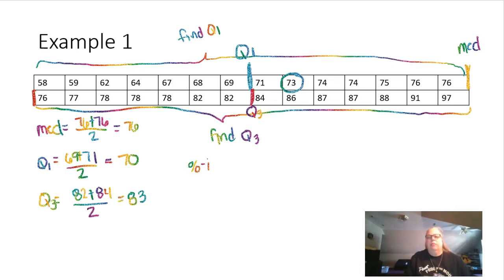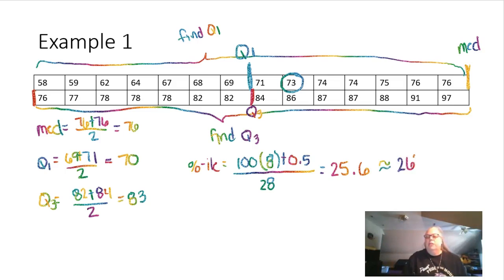So the percentile is going to be equal to 100 times, let's see, how many numbers in our data set are less than 73? 1, 2, 3, 4, 5, 6, 7, 8. There are 8 of them. And then we're supposed to add 0.5. And then we're going to divide this by 28, which is the total number of data points. And when we put this in the calculator, I am getting 25.6, which is about the 26th percentile.